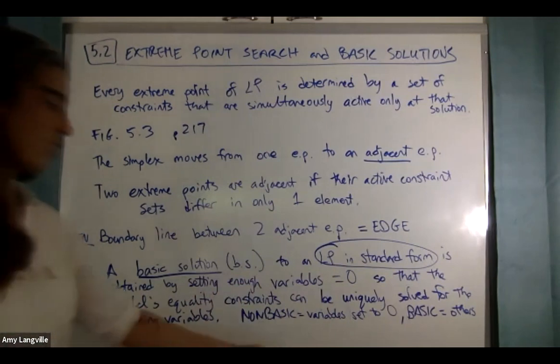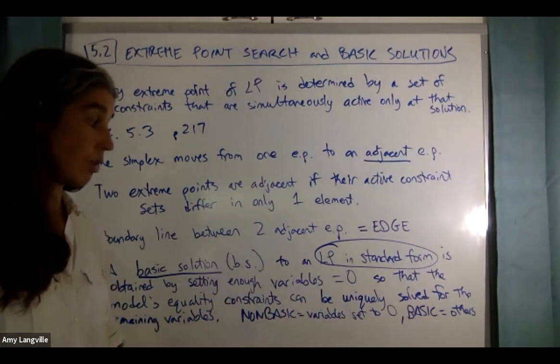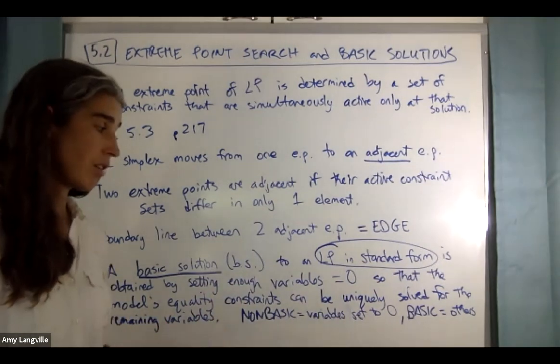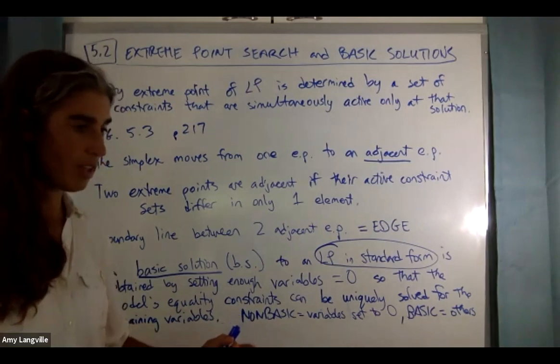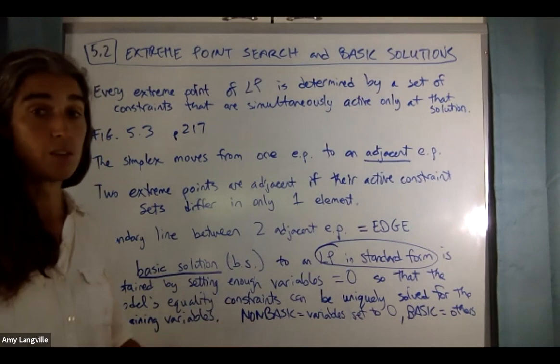And the ones that we set to 0 are called non-basic. All the other ones are called basic. So again, we're going to take an LP in standard form. We're going to select some subset of our variables and force them to be 0. Those will be called our non-basics. The other ones are basic.